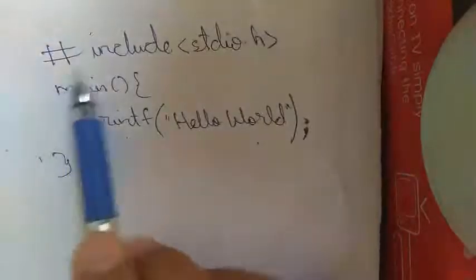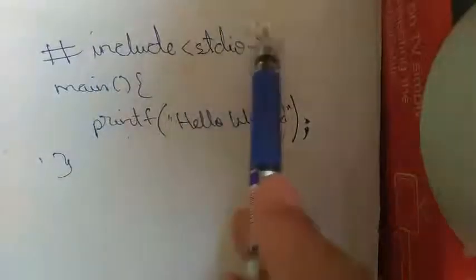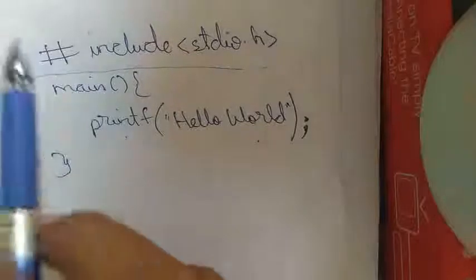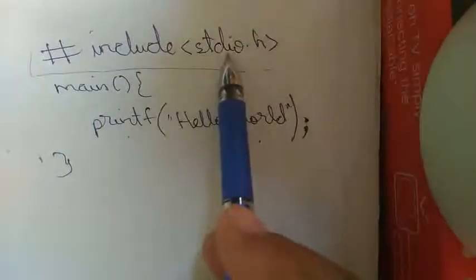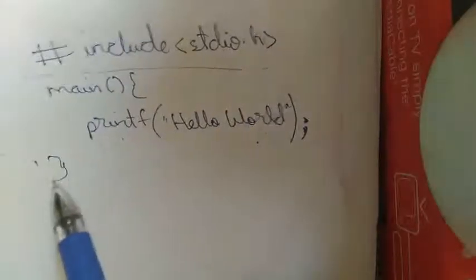So this hash include stdio.h is a header file. This is a library. When I say library, the way I want to explain it is that under this library, there are different functions you can use, like printf, scanf, and other things.